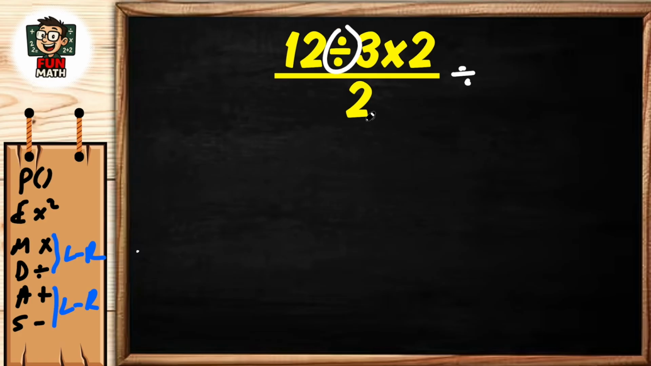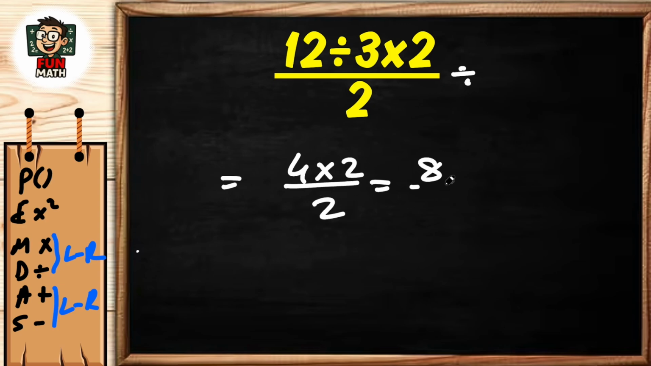Yes, first division. 12 divided by 3 equals 4. Now multiplication. 4 times 2 equals 8. Finally, division. 8 divided by 2 equals 4. We solved the solution in detail.